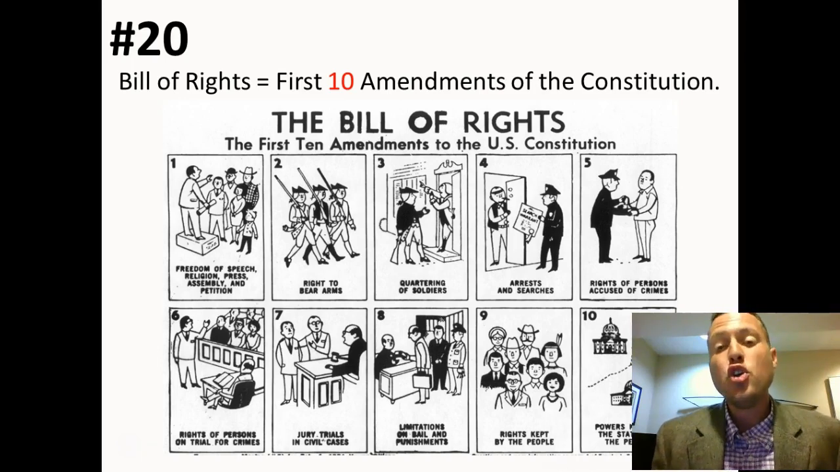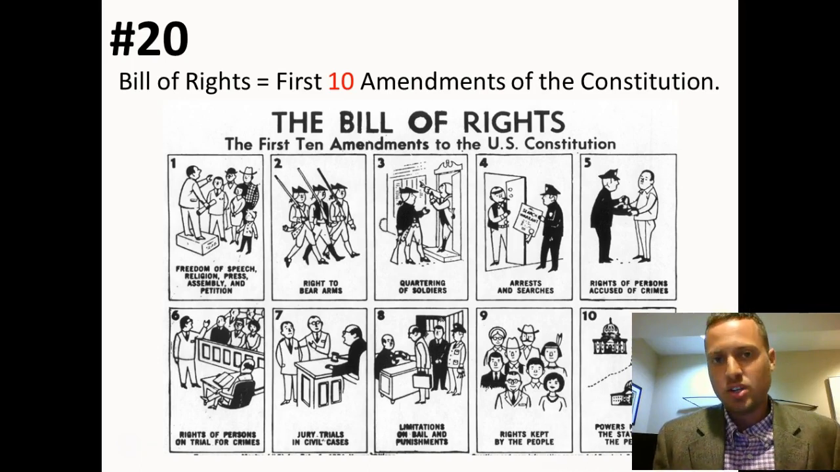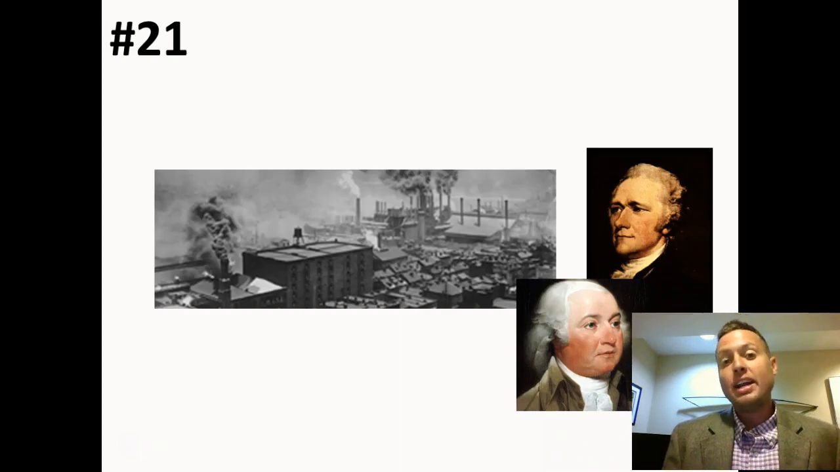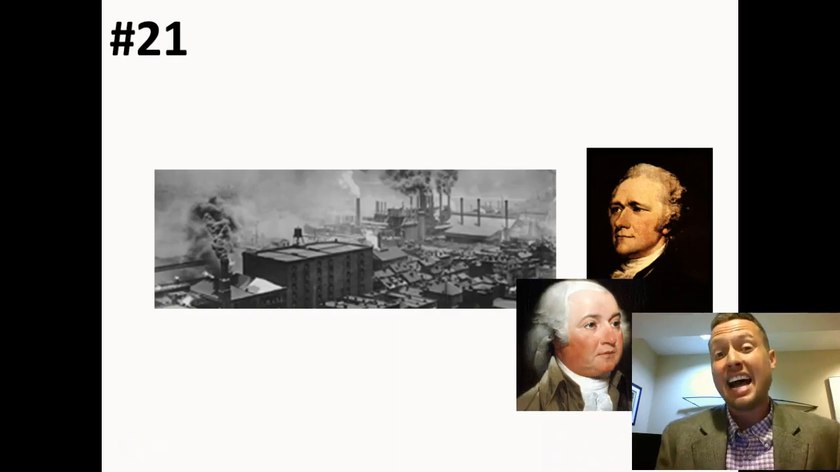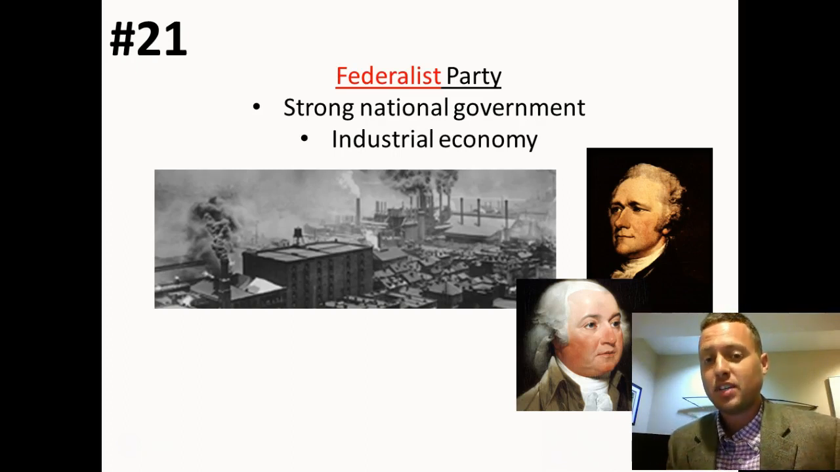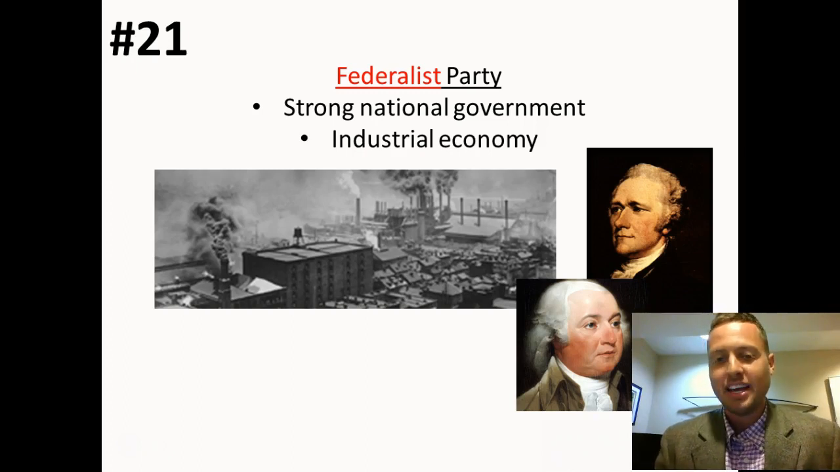So now we have a new government. Throw out the Articles of Confederation, add the Constitution, and now we have new fighting that's taking place between different groups. And these different groups I speak of are political parties. Now, one name you're familiar with, don't think they're exactly the same, is the Federalists. The Federalist Party supported a strong national government and an industrial economy.